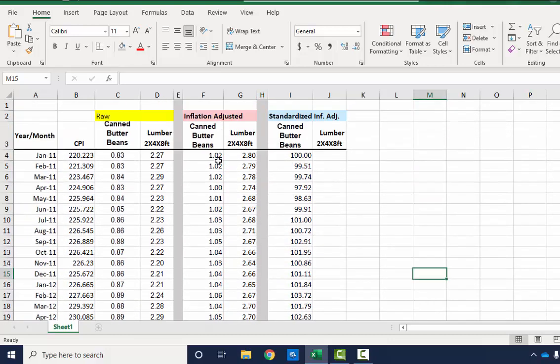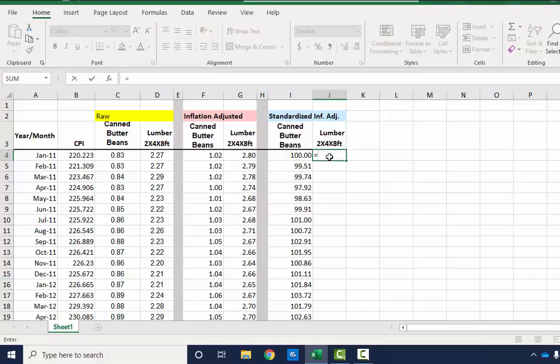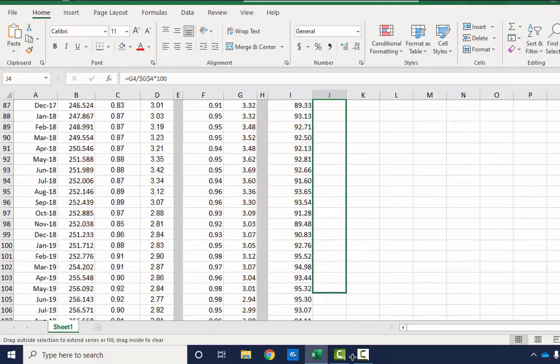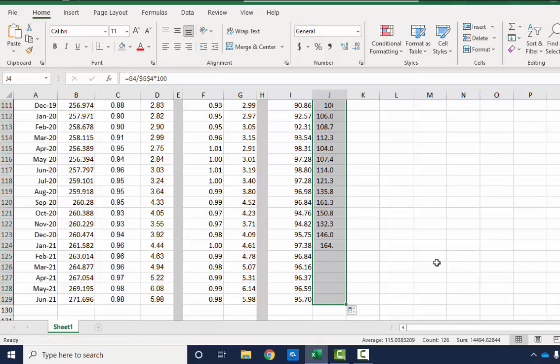So all I've done is I've just moved these numbers to start at 100, and I'm going to do the same thing for lumber so that then I can compare them. It's just called standardizing the data. All right, so for lumber, I'm just going to take this number, all right? I'm going to divide by that same number, this thing right here, but I got to nail it down so it doesn't move because I want to divide every one of them by that number, and then multiply the result by 100. And so now I have my lumber index. Boom.